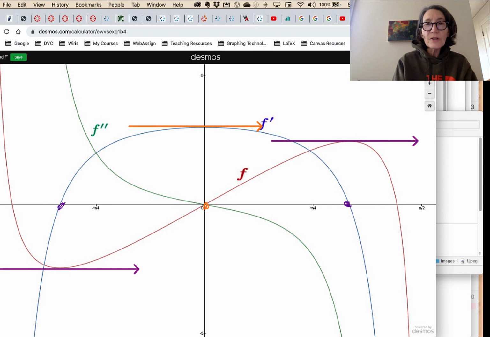So that's how to use the formulas and how to verify that you got the correct derivatives by looking at the graphs. And I'll see you in some other video.